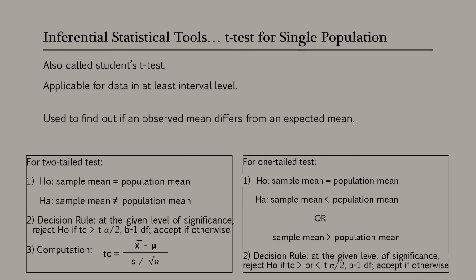For a one-tailed test, the null hypothesis would state that the sample mean is equal to the population mean, and the alternative hypothesis states that the sample mean can either be less than or greater than the population mean. And the decision rule would be, at the given level of significance, reject the null hypothesis if the t-value is greater than or less than the critical t-value based on the parameters of the decision rule.